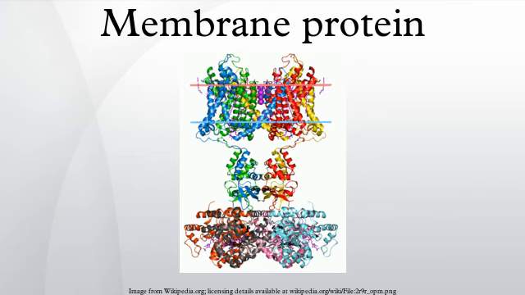Integral monotopic proteins are integral membrane proteins that are attached to only one side of the membrane and do not span the whole way across. Peripheral membrane proteins are temporarily attached either to the lipid bilayer or to integral proteins by a combination of hydrophobic, electrostatic, and other non-covalent interactions.